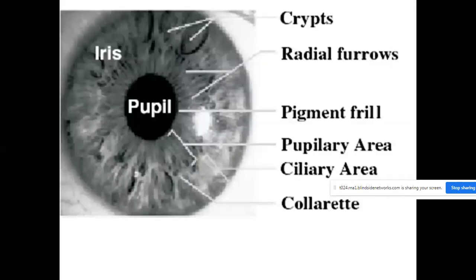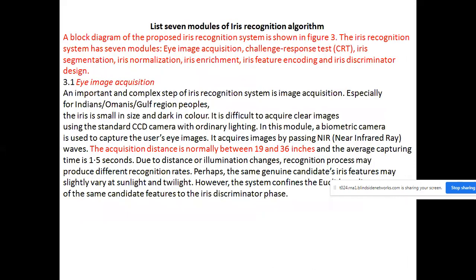Then what are the different patterns which are present inside the iris? Then what are the different modules? Seven different modules of iris recognition algorithm. So what are the different algorithms we have? Eye image acquisition, challenge response test, iris segmentation, iris normalization, iris enrichment, iris feature encoding, iris discriminator design. These are all the seven different iris recognition algorithm modules.